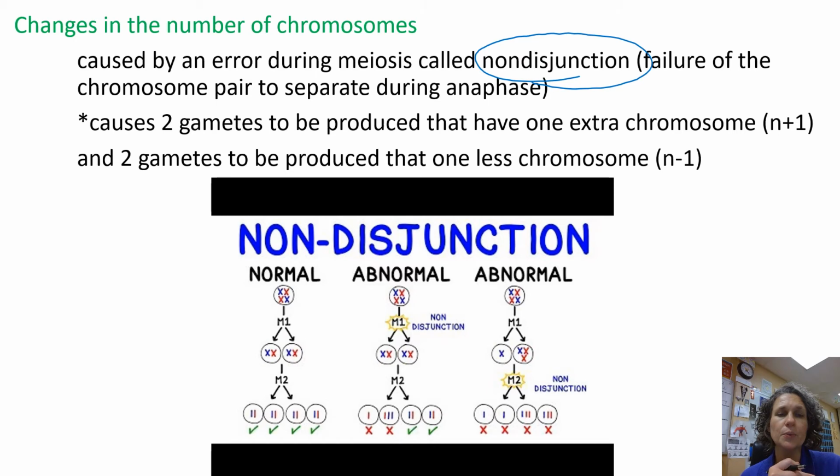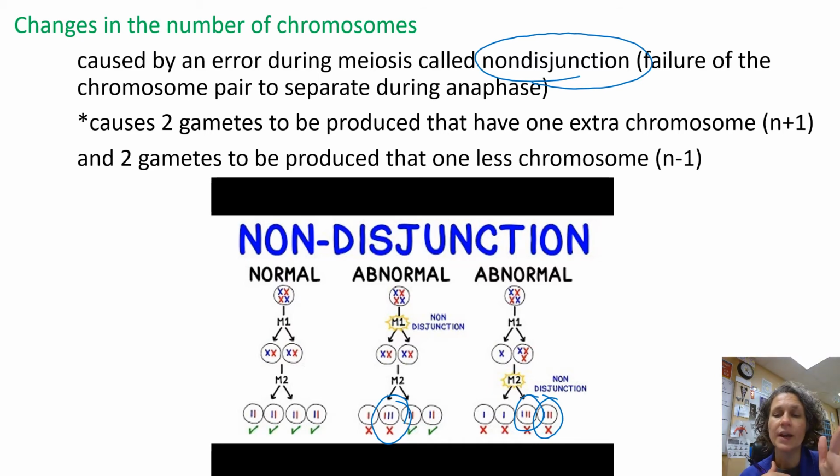And so when this happens, you have 2 gametes that can be produced, and they have an extra chromosome. So that's one like this, down here where it has 3, or these 2 over here. We've got 3 chromosomes all of a sudden in there, or a set plus 1. And then you have 2 gametes that have 1 less chromosome than they should have.